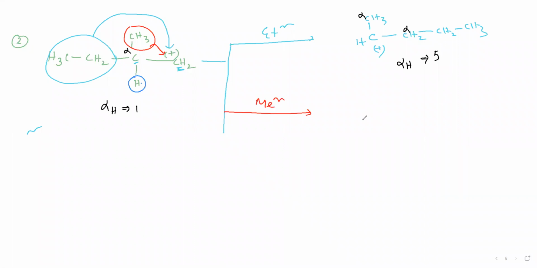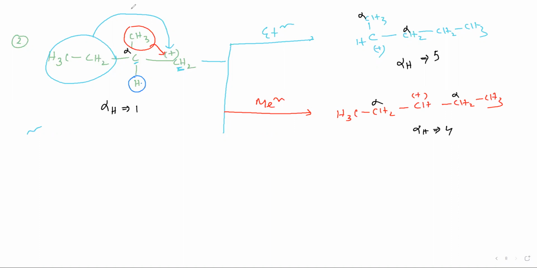Now look, if the methyl group is shifted, then we can write CH3, CH2, here CH with CH2, CH3. Now in this case, just write down the alpha carbon. This one is alpha carbon. Alpha H value is 4.